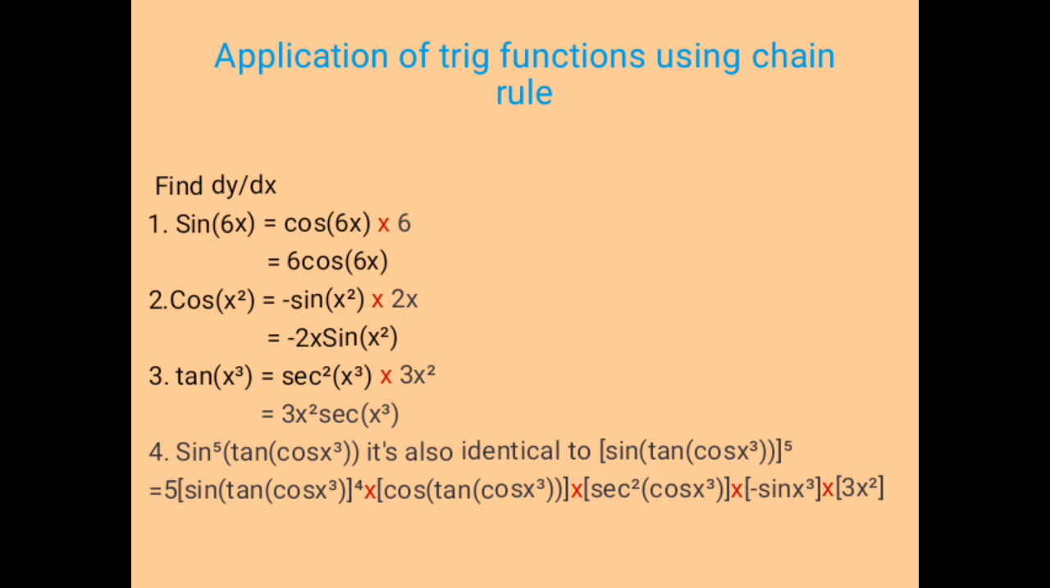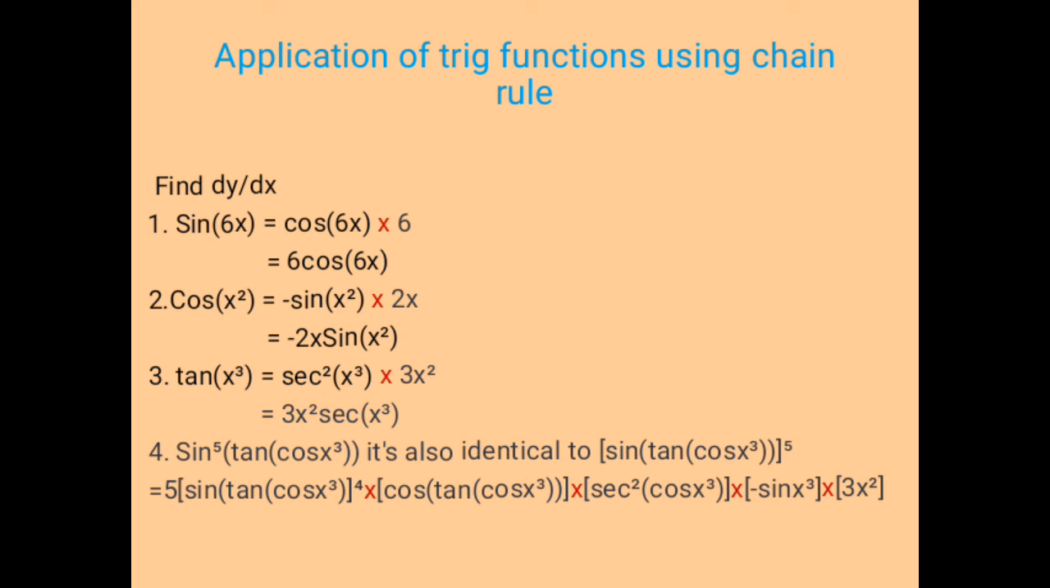Coming to the third one, we have tan of x to the third, which equals sec squared of x to the third times 3x squared, and our final answer will be 3x squared sec squared x cubed.